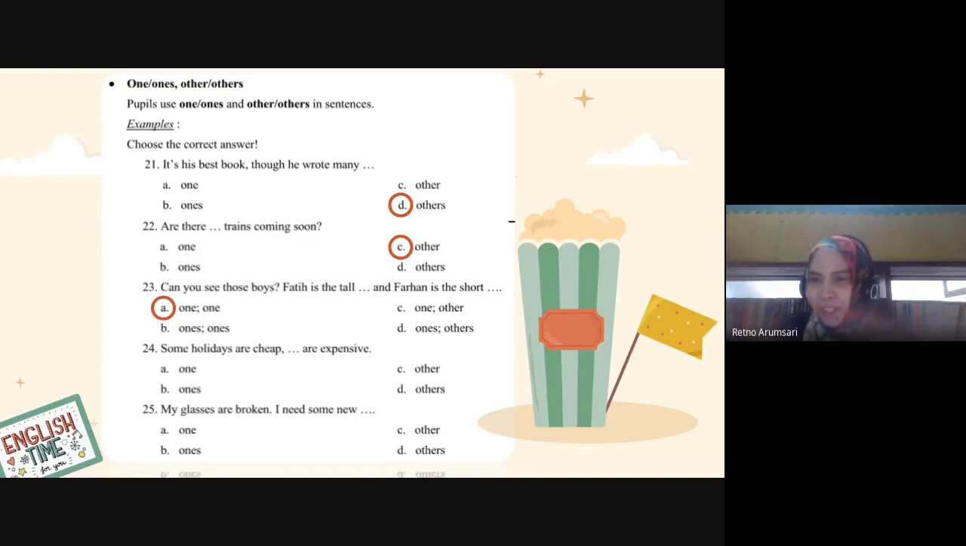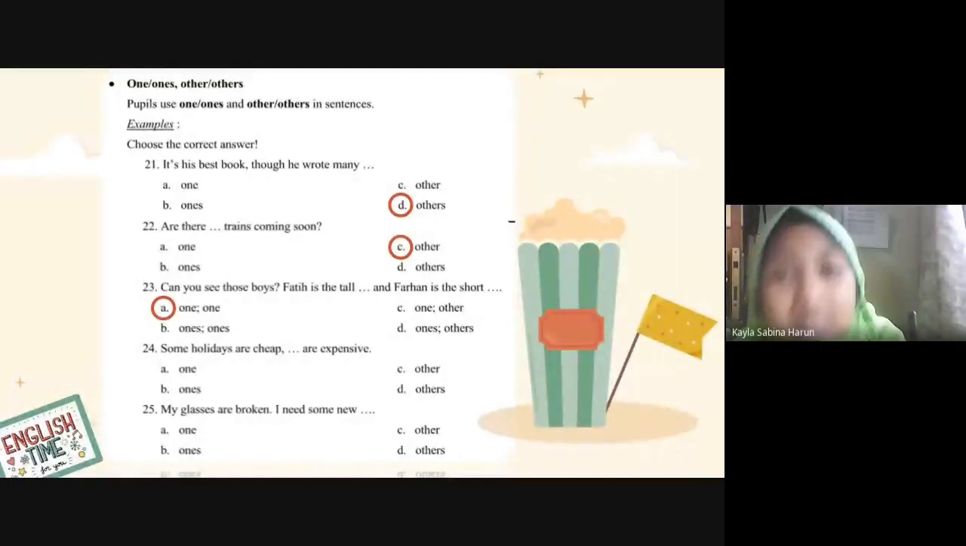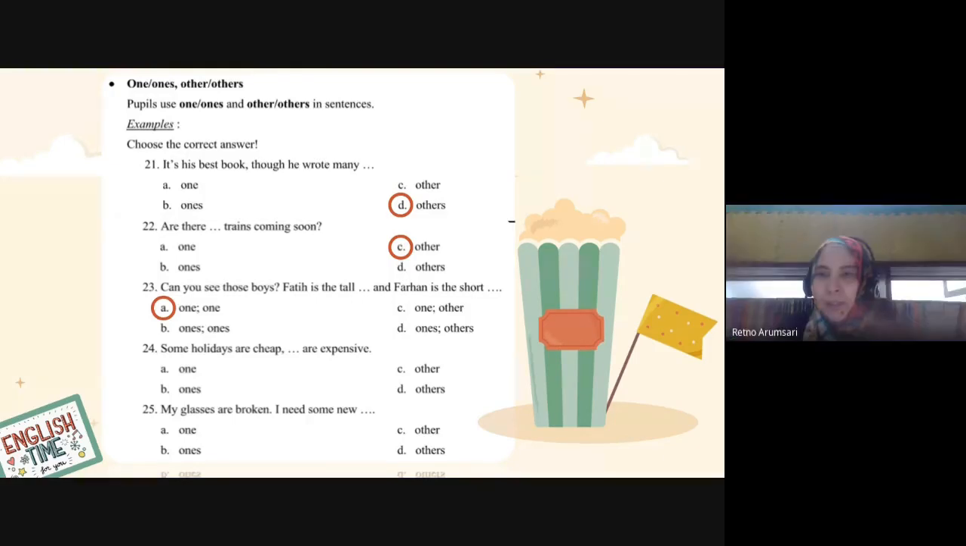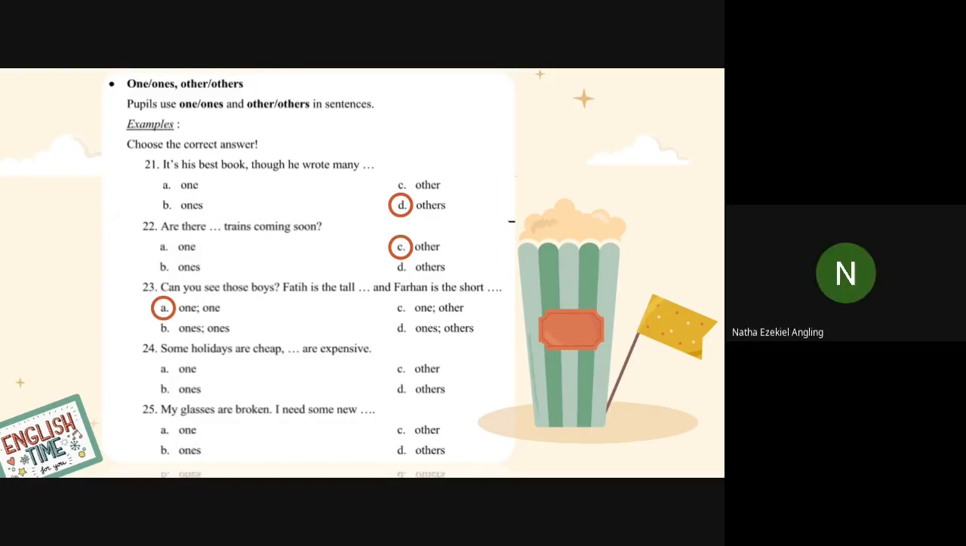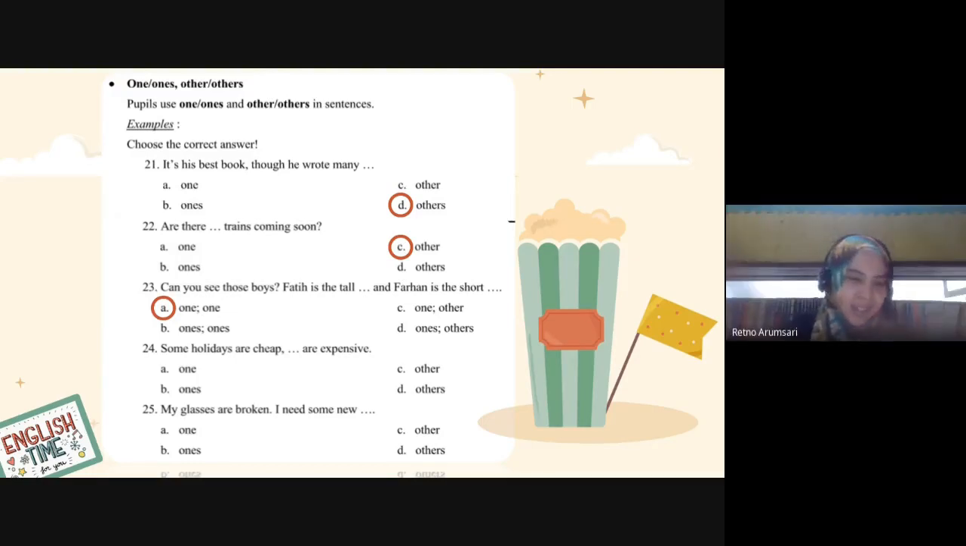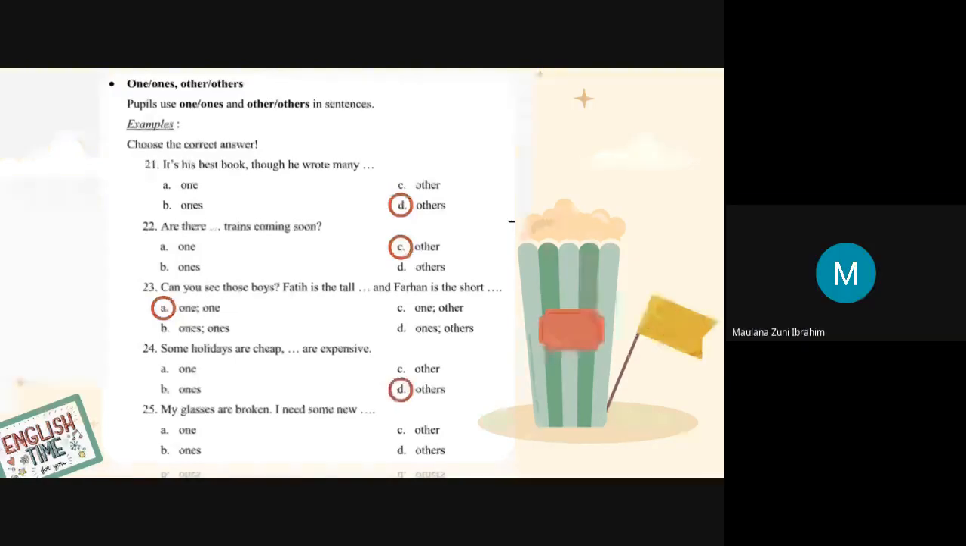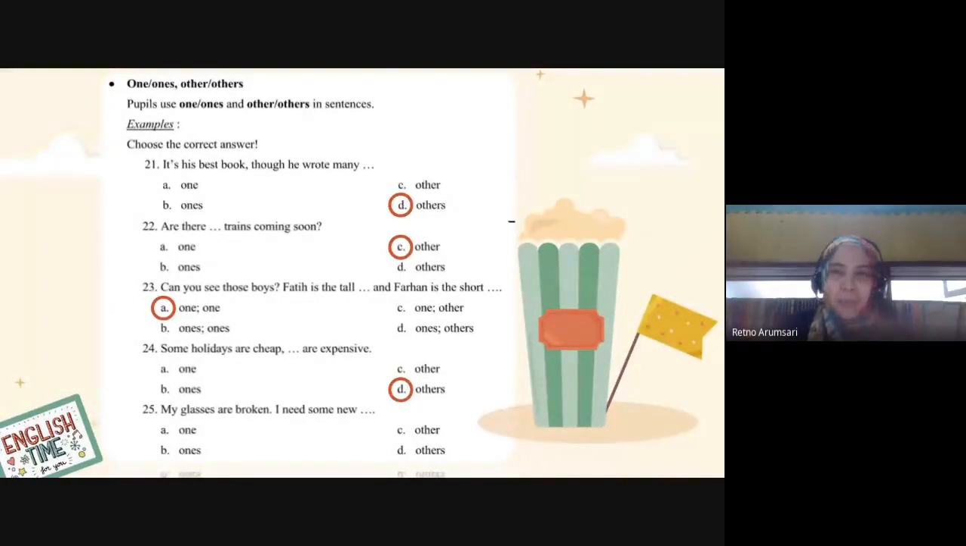Now number 24. Firman, Nana. Oh, Baim first. Some holidays are cheap, others are expensive. Others are expensive. Others mean other holidays, right? Okay, thank you, Baim. Let's go to Firman.